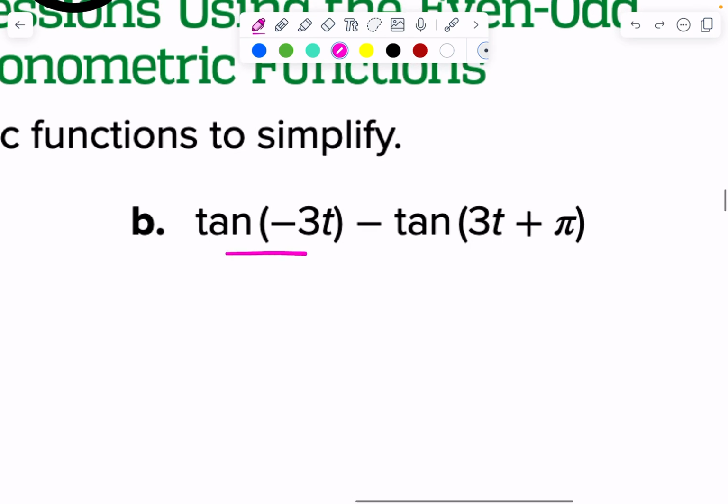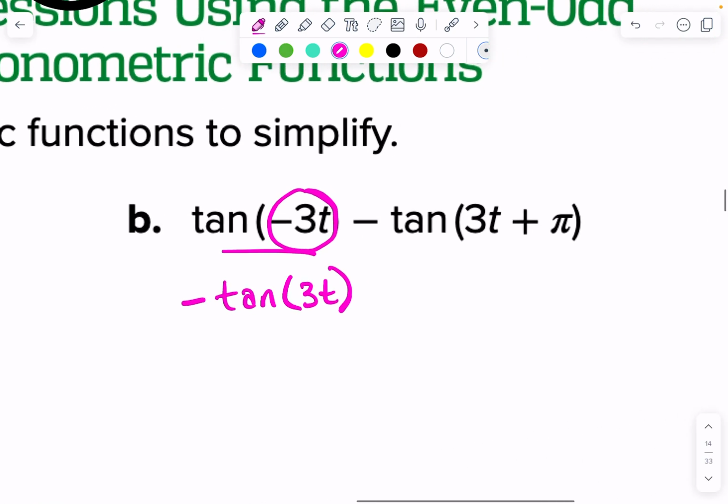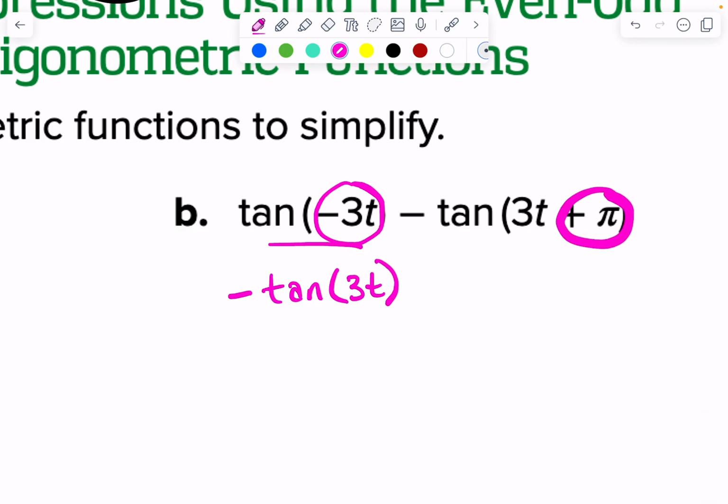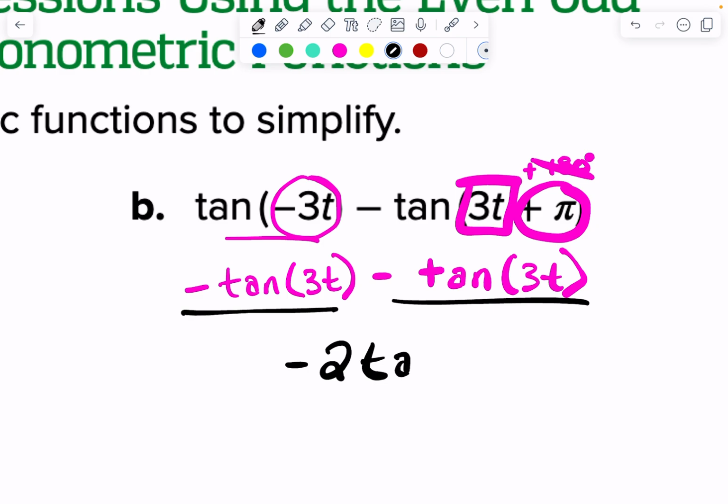All right, so tangent of negative 3t. If I'm taking tangent of a negative angle, the whole thing is going to become negative, right? So the value switches and becomes negative, not like cosine. Cosine, if you take a negative, pops back out as positive. Tangent is the opposite way. Okay, this guy is talking about pi. If I add 180 degrees onto whatever my angle is, it's going to stay the same as what it was before because that's the period of tangent. So tangent of 3t plus pi is the same thing as tangent of 3t. Okay, so now I have this guy minus another one of those, which is negative 2 tangent of 3t.